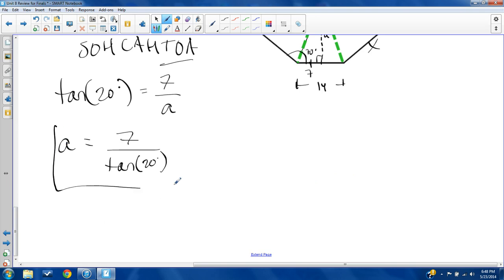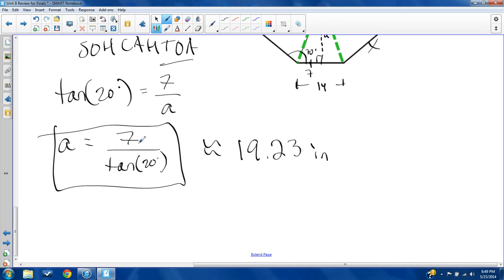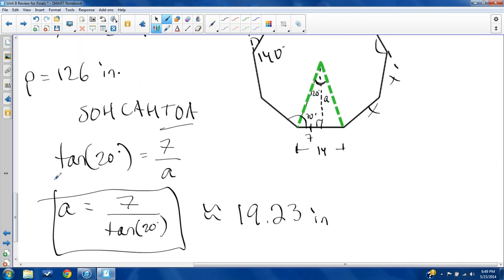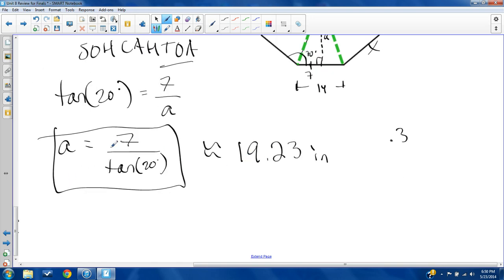Okay. Now that's an exact value. If you want an approximated value, I'll give it to you. But when I do the math in the calculator for the actual thing in the end, I want to use 7 over tangent of 20. This number is about 19.23 inches. Now, like I said, that number is good to keep in focus to ask, do I have the right number? If you have a number like the other one I said, that was like 0.3 something, that obviously doesn't work out here. This number should be bigger than 7 because it's opposite the 70 side. So it's good to still look at that sometimes, but I'm going to use this number here.